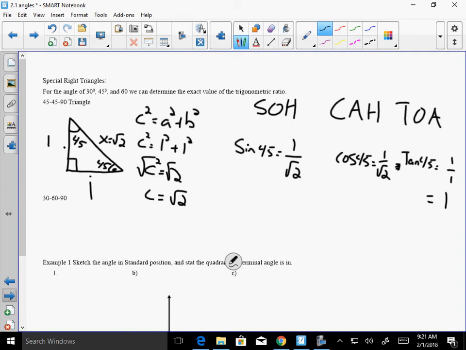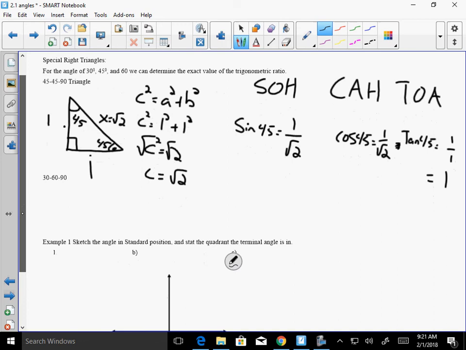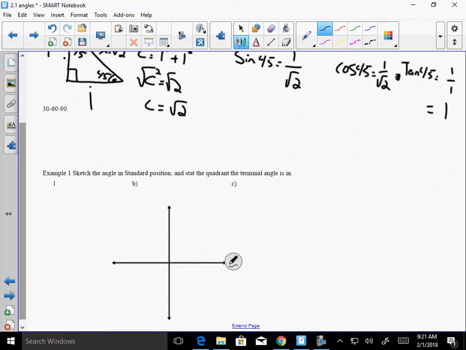Okay, now for a 60-30 triangle, should I show you where they came up with the numbers or just give you the numbers? I'll show you where they got it. We might need a little more room, but that's okay. Now for a 60-30, they started with a triangle like this. It was all equal. Everything was 60, 60, 60.